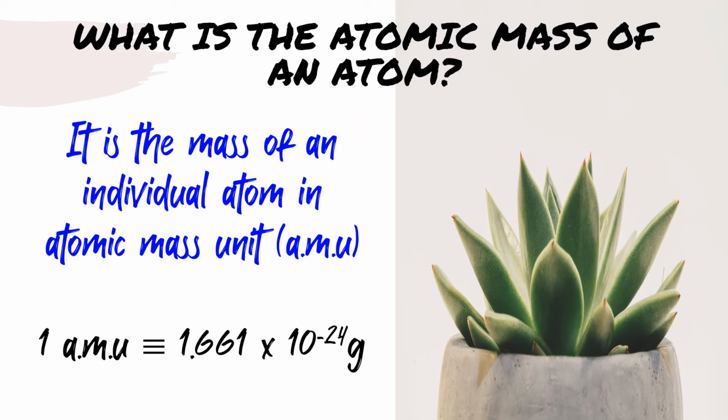What is the atomic mass of an atom? Atomic mass of an atom is the mass of an individual atom in atomic mass unit. You need to be clear that 1 AMU is not equal to 1 gram. 1 AMU is equivalent to 1.661 times 10 to the power of minus 24 grams.